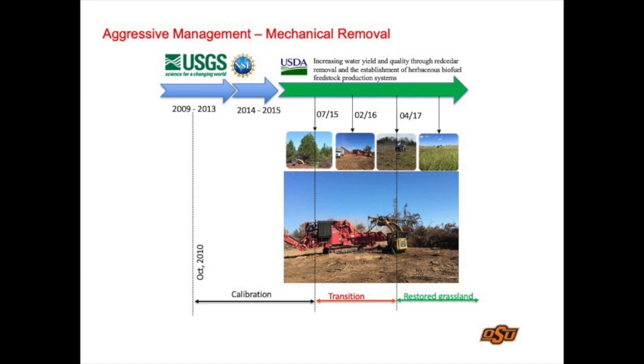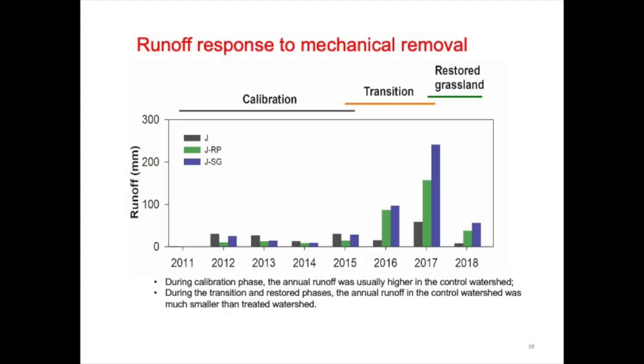some of you may remember there was a biofuel thing going on a couple of years back. And then this switchgrass was actually established in 2017 and grew really well. So from 2017 until now, we're still working on that as the restored grassland, switchgrass grassland, by the way. So here, I will show you the response in terms of the runoff, which is one of the bigger components in the system.